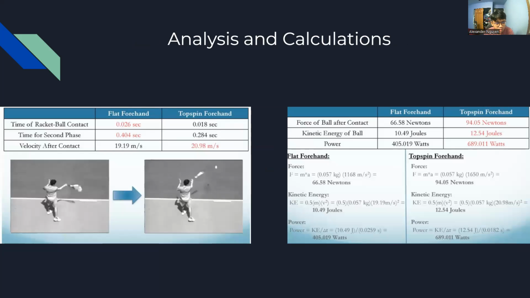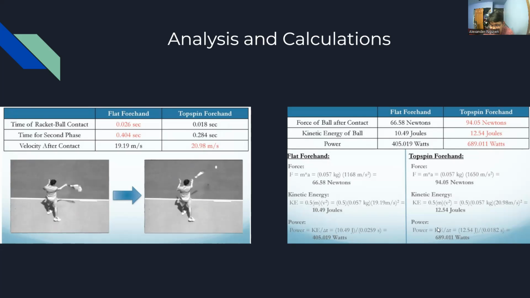Here's some analysis. I'm not going to go over the whole thing, but as you can see, the topspin forehand just has higher overall velocity than the flat forehand. The same guy's hitting it, it's the same ball. Also, the flat forehand versus the topspin forehand in terms of force, joules, and watts: it's always going to have more force applied, more work done, more power on the topspin forehand. That's why when people say someone hits with heavy topspin, what they're saying is that the force on their ball is stronger than if they were to hit it flat.